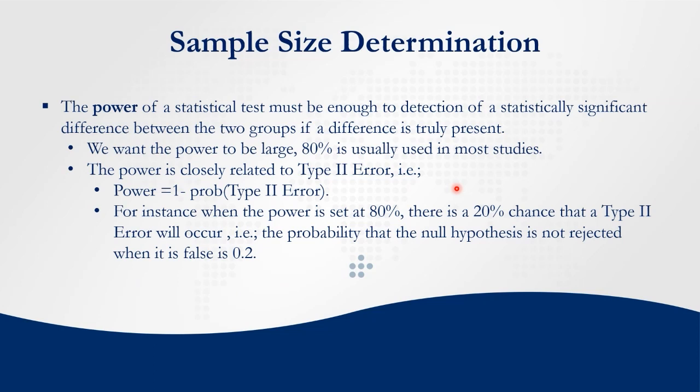So when the power is 80%, there is a 20% chance that a type 2 error will occur, because this is how they are related, right? The probability that the null hypothesis is not rejected when it's false is going to be 0.2. I hope it makes sense, because they are related in this way. When the power is 80%, we have a 20% chance that a type 2 error will occur.